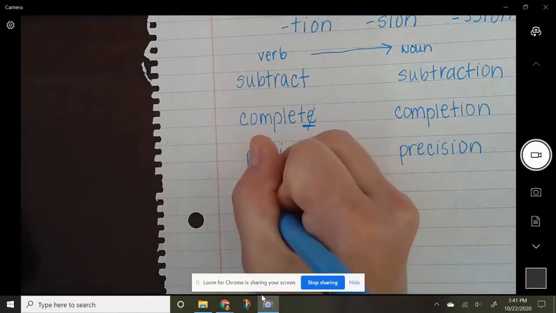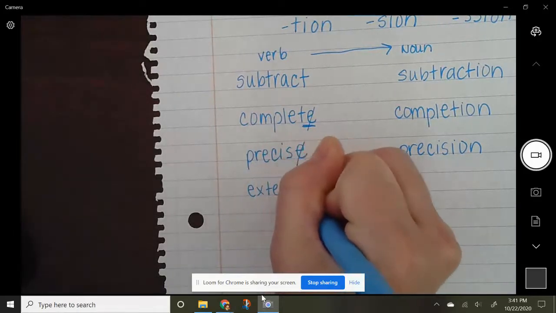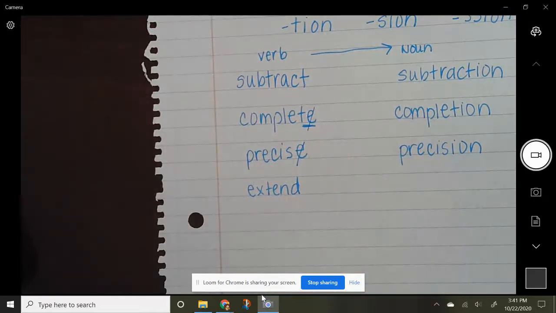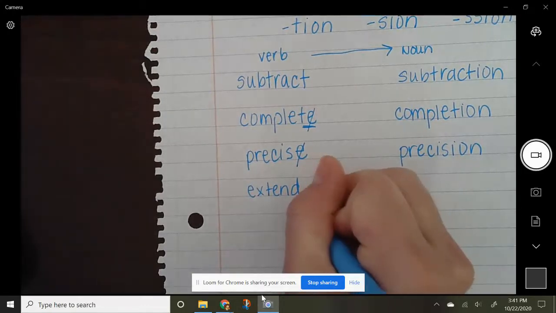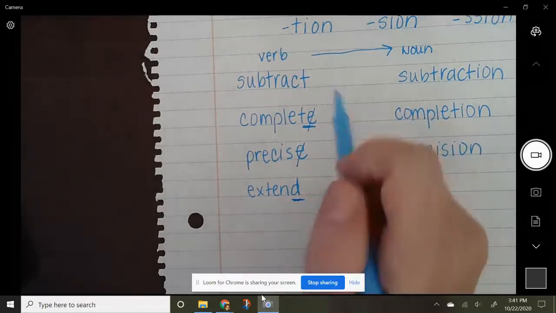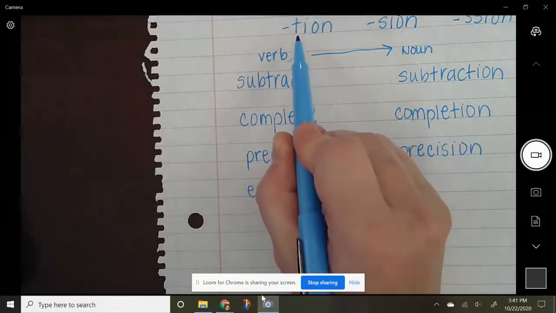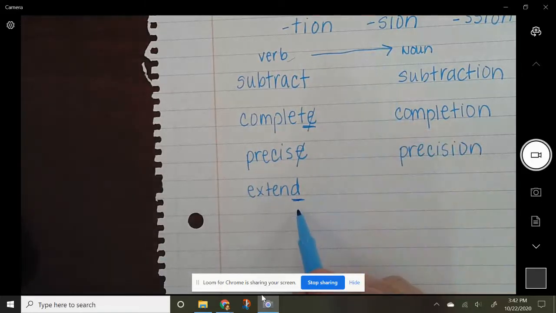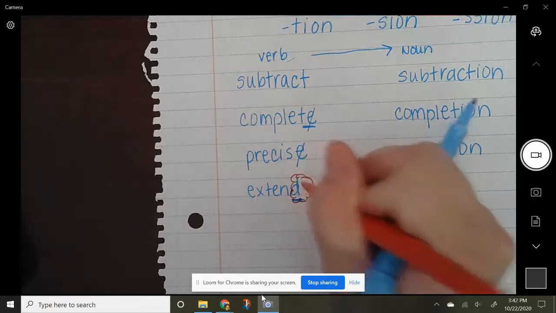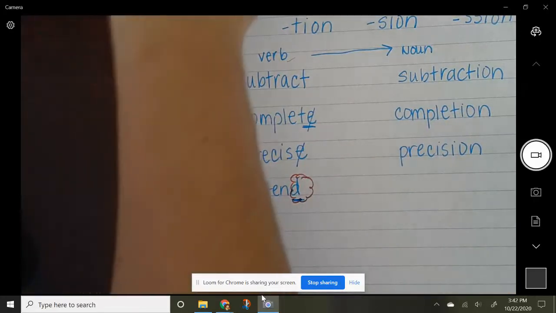Okay, extend. You want to extend your time. You want an extension to pay your bill. Extension. It ends in a D. Do I change the D to a T or do I change the D to an S? D is our red alert letter. When we're doing tion, when you get a D, that's your red alert that something's going to have to change.